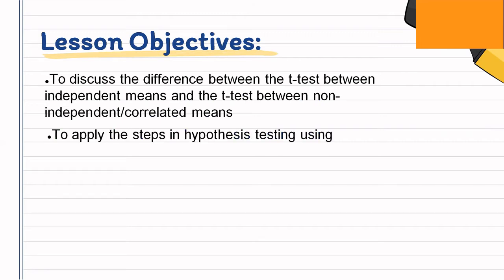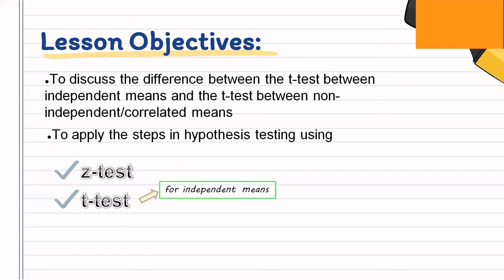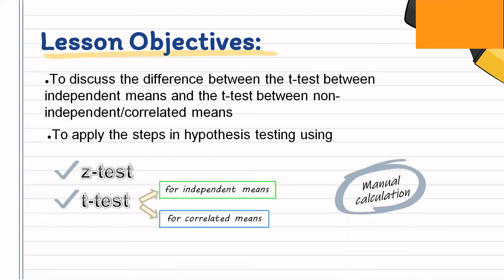We are going to apply the steps in hypothesis testing using z-test and t-test for independent means and also for dependent means or correlated means. This we will do with manual calculation using formulas and also with the SPSS software.